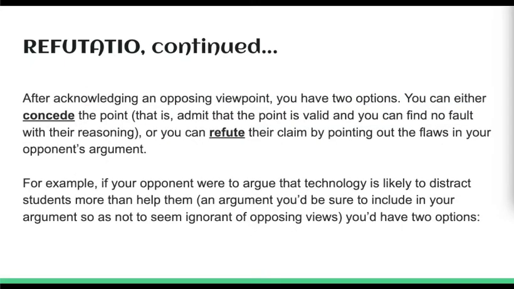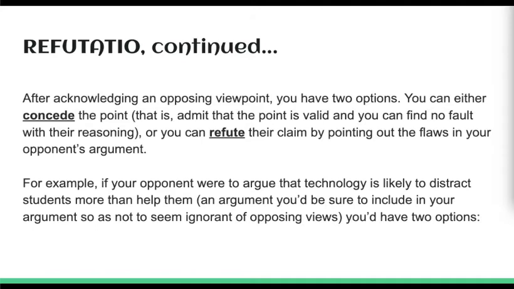So in your refutatio, after you acknowledge the opposing viewpoint, you have two options. And this is a mistake I see a lot, where students will sometimes acknowledge the opposing viewpoint and then not respond to it, which is dumb, because the whole point of addressing the opposing viewpoint is so you can attack it and disprove it or show why it does not invalidate your argument. You can either concede the point, which is admit that the point is valid and that you can find no fault with their reasoning, or you can refute it by pointing out the flaws in your opponent's argument.